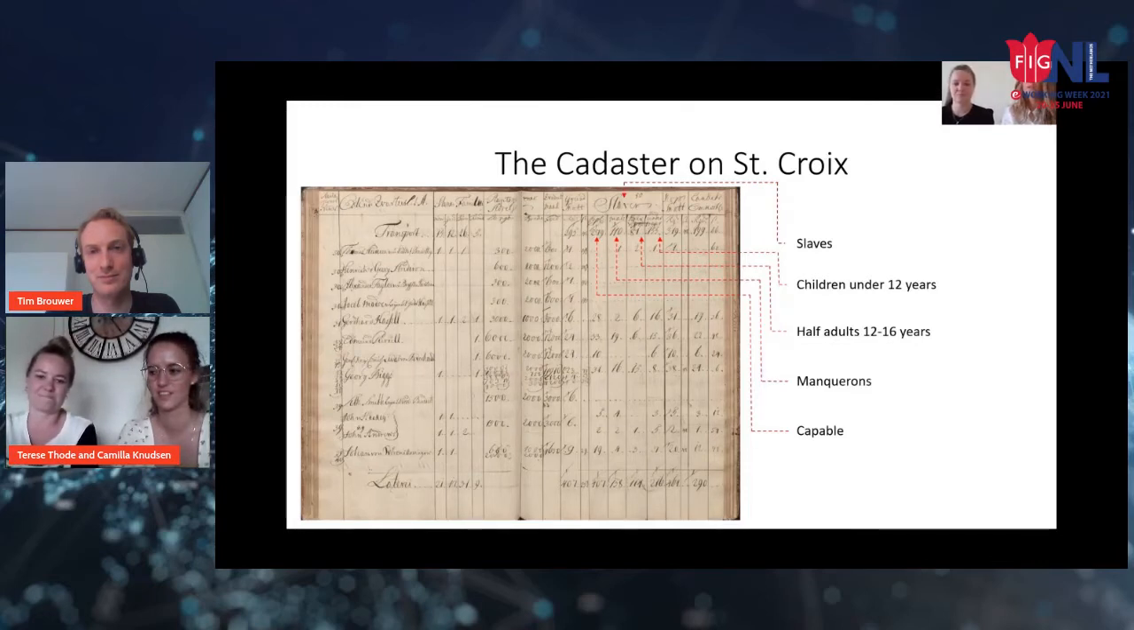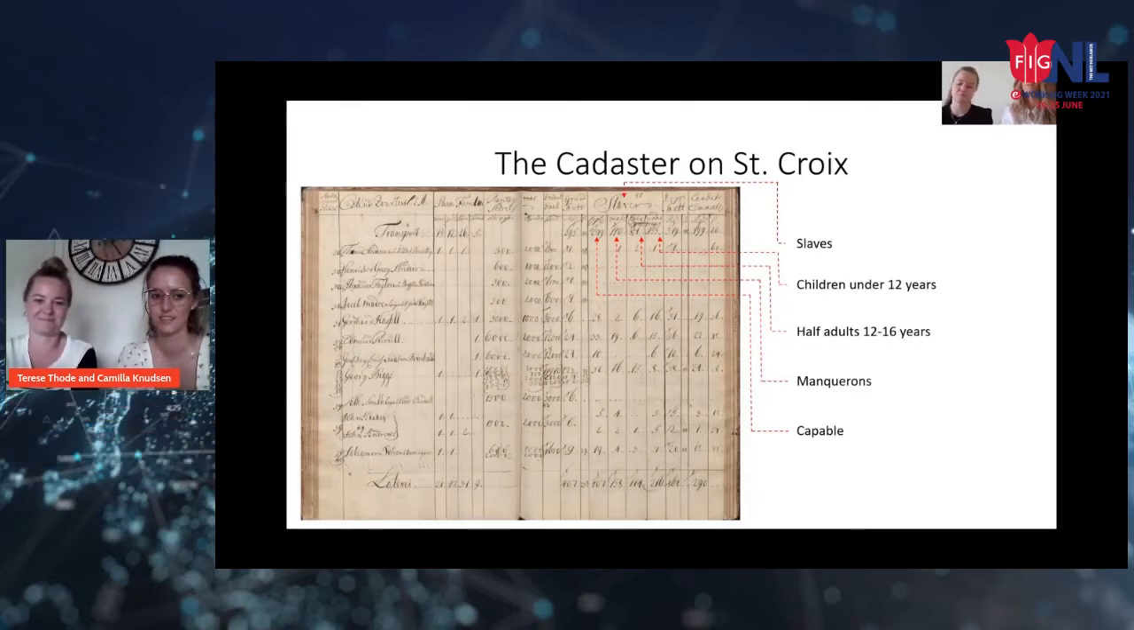And for each adult slave that could work, they had to pay 1 staler, and for each half adult slave that could work, they paid a half staler. So they could see how much they had to pay for the slaves in the cadaster. That means that a slave was attached to the property, and therefore you could own a person.